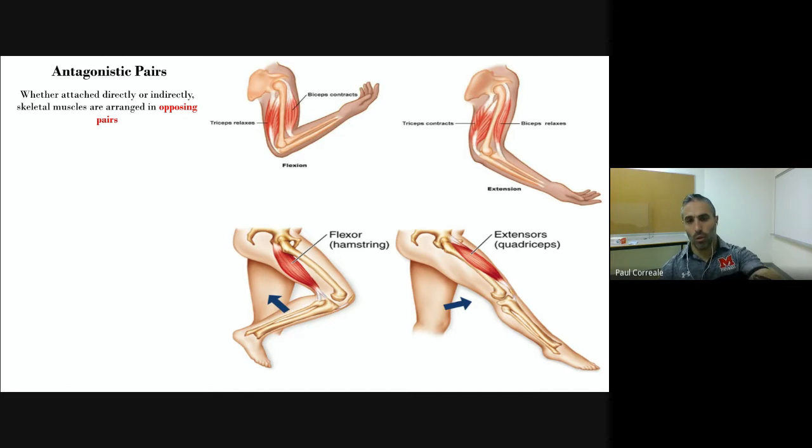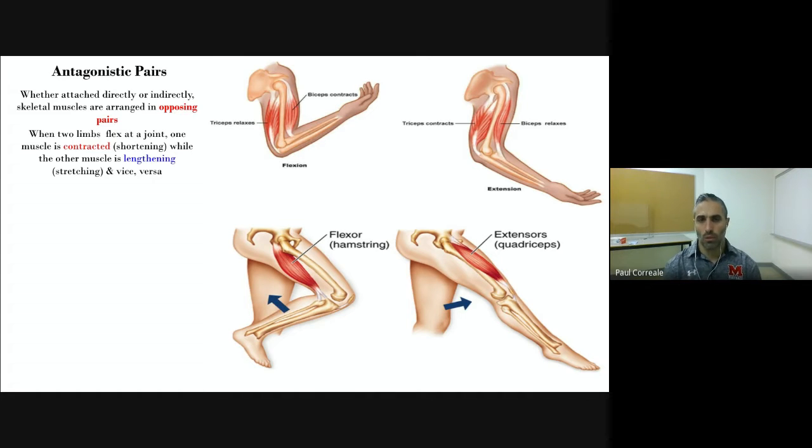And in the lower body, we have the quadriceps and the hamstrings. The hamstrings are your flexors, your extensors are your quadriceps. Right? So in the second point there, it says when two limbs flex at a joint, one muscle is contracted, shortens. Okay, remember, all muscles just pull, they shorten. And while the other muscle is lengthening.